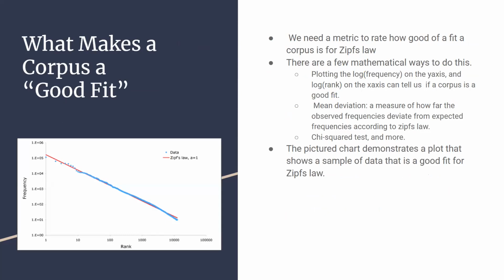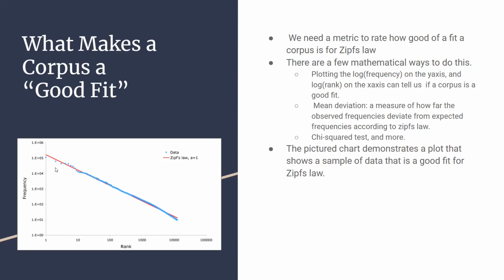What makes a corpus a good fit? We need a metric to decide how good of a fit a corpus is for Zipf's law. There are a few mathematical ways to do this. Plotting the log of the frequency on the y-axis and the log of the rank on the x-axis can show us if it's a good fit. Mean deviation is a measure of how far observed frequencies deviate from expected frequencies according to Zipf's law.